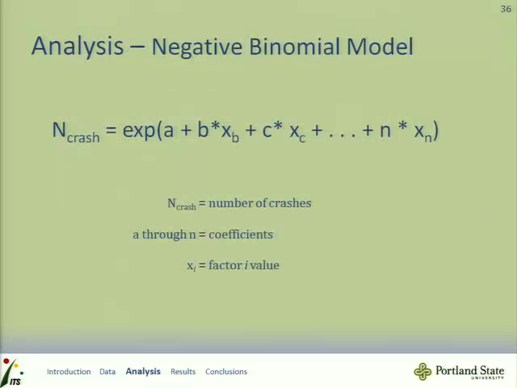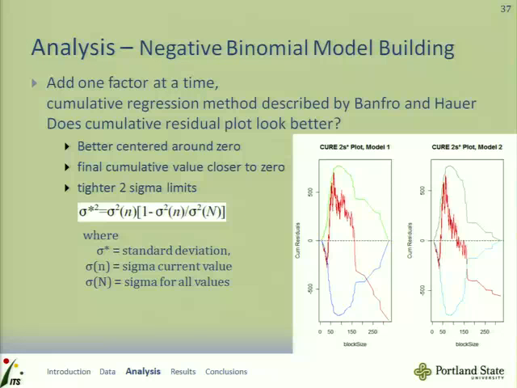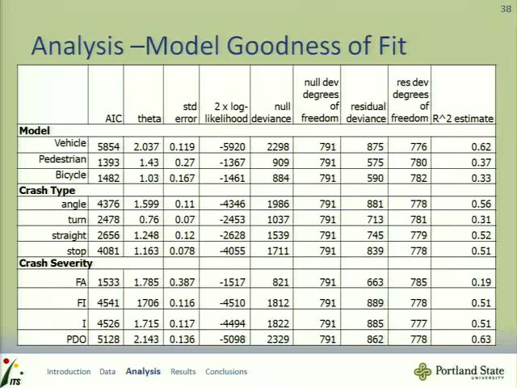Crashes are essentially a failure model, which Poisson tends to model well, but if you have over-dispersion, which I did have in my data, the negative binomial tends to provide a better fit. So I did the model building by adding one factor at a time using cumulative regression, a method described by Banfro and Hauer. Basically, as you add another factor, you look at whether the cumulative residual plot looks better. And how do you define better? Well, better, more centered around 0. The final cumulative is closer to 0. You've got tighter sigma limits.